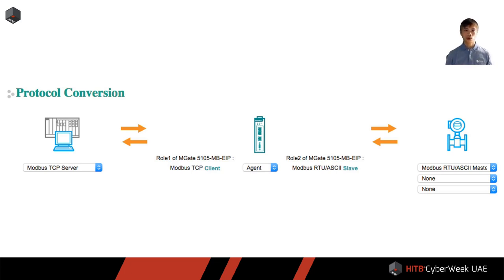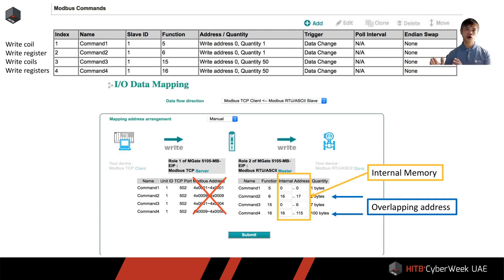So when you have decided from which protocol you want to translate to which protocol, the first thing you have to do is to design an I/O mapping table. On the screen above, you'll see a table of Modbus commands. That's the functions that you want to trigger when anything has been changed. So we have put function 5, write coil, function 6, write register, function 15, write multiple coils, and function 16, write multiple registers.